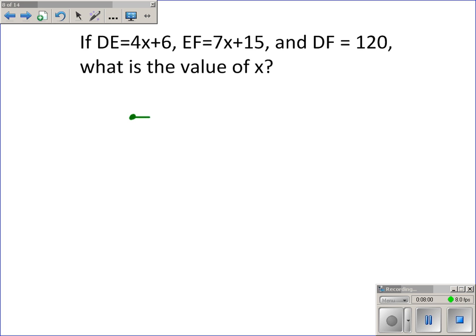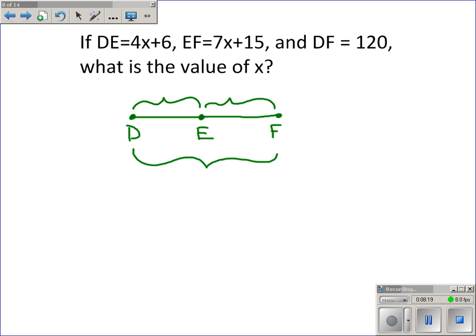Let's see here. D. This must be E, and this must be F. Now, this is not to scale, because I don't know what the lengths are. But let's see here. DE plus EF must be equal to DF.